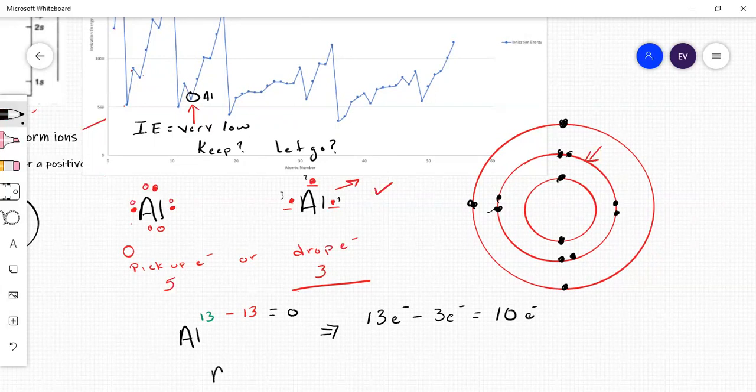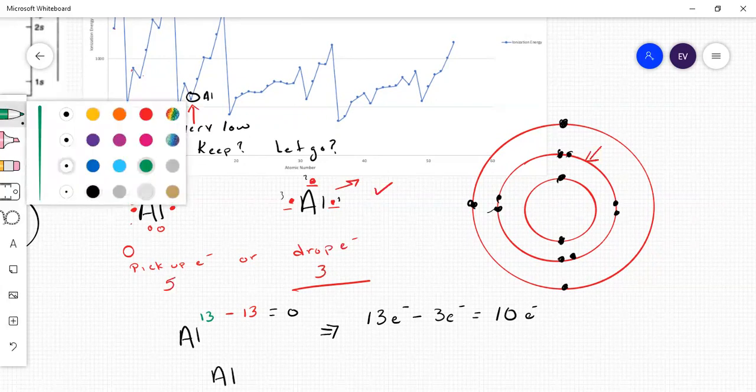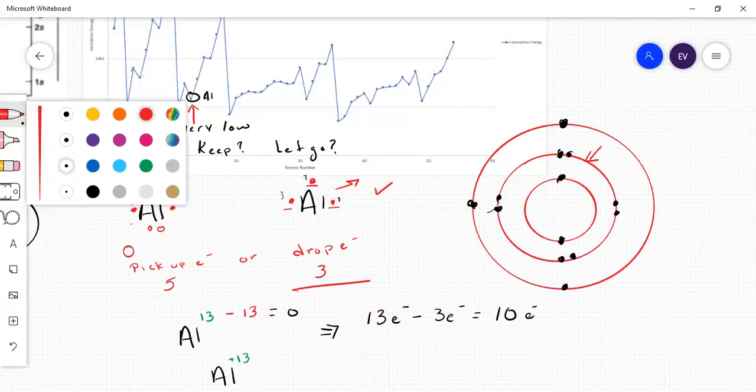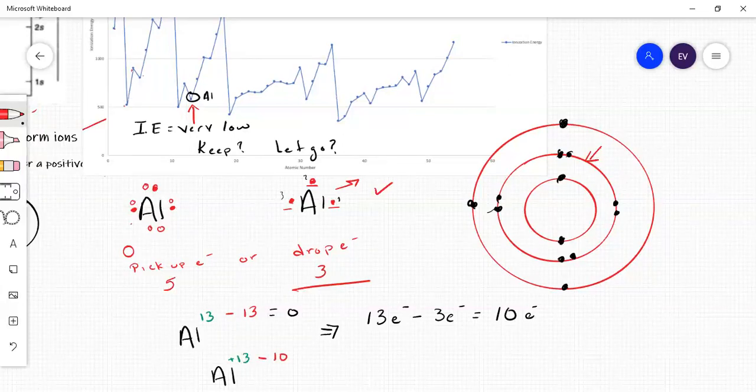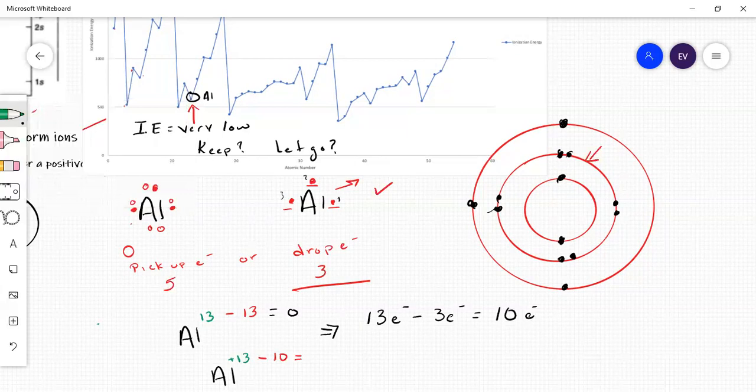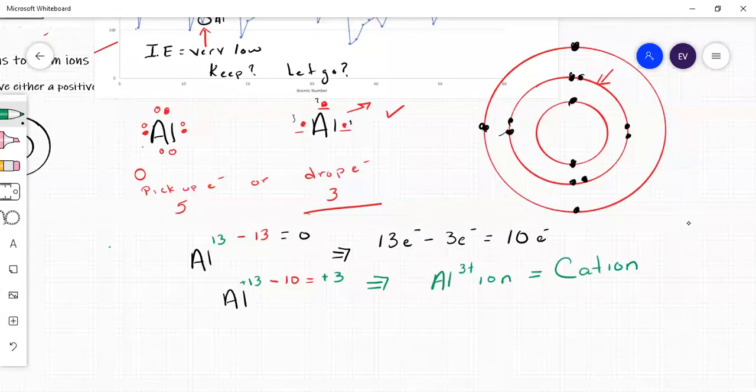So aluminum now finds itself in a position where it still has 13 protons, because you're not changing the identity of the element. But now, instead of having 13 electrons, it only has 10 electrons. Because it only has 10 electrons, it means it has 3 more protons than electrons, which means it's going to carry a net positive 3 charge. Therefore, making aluminum now a 3+ ion. And because the ion is now positive, we call this a cation, a positive ion. The process of aluminum ionizing to drop those 3 electrons, we call that oxidation.